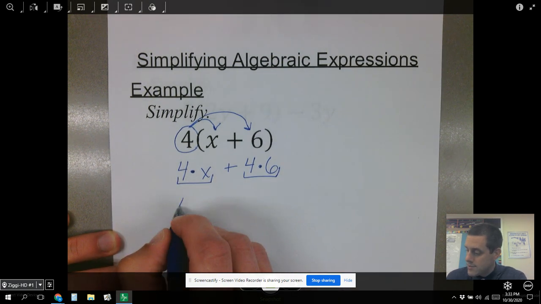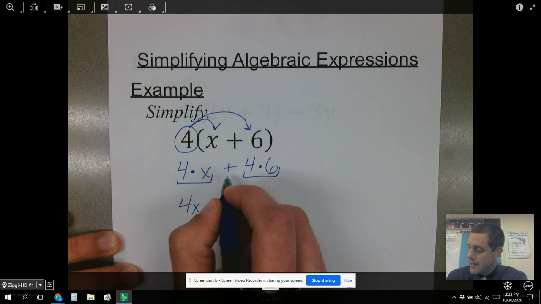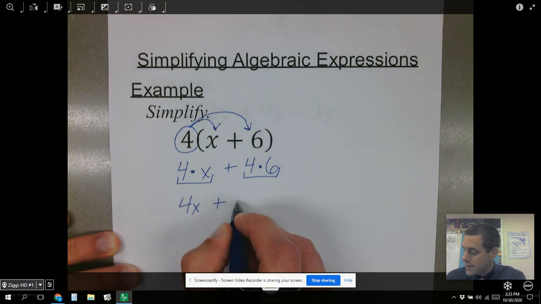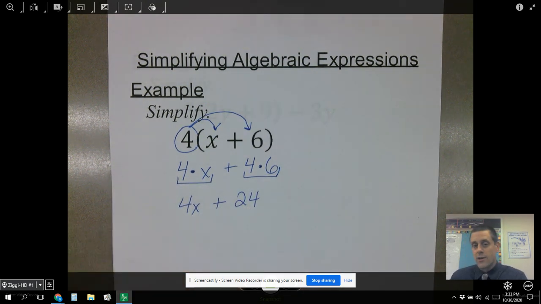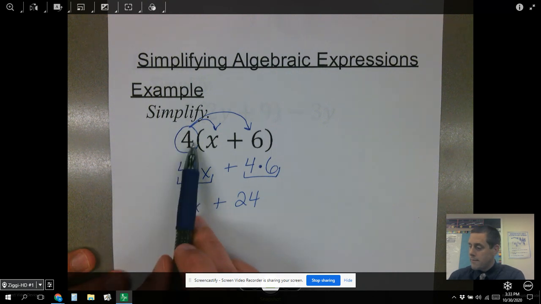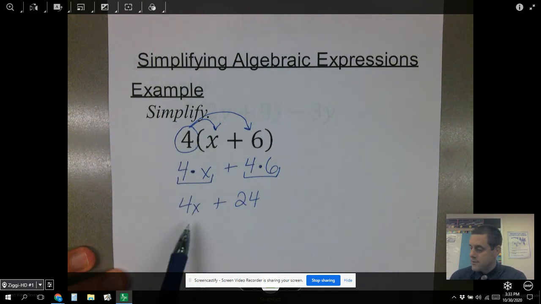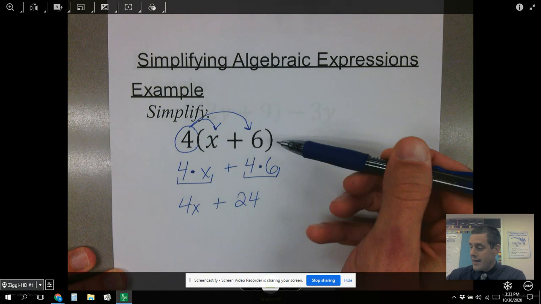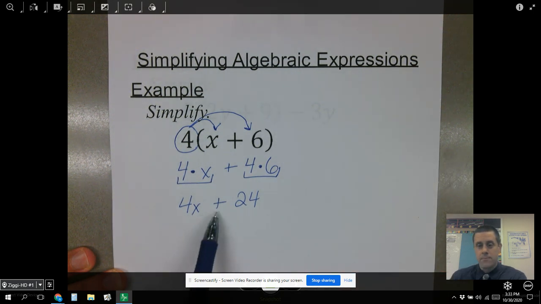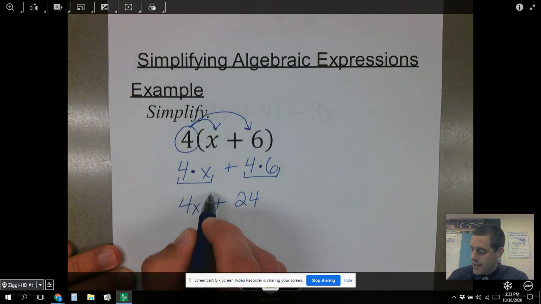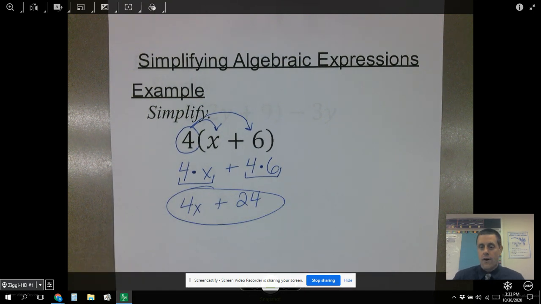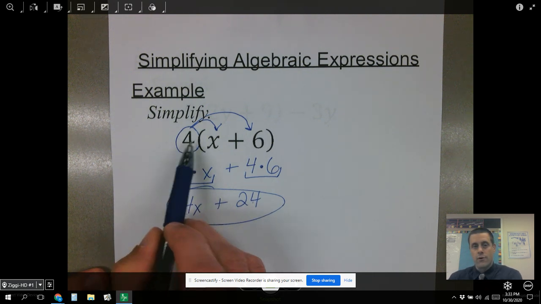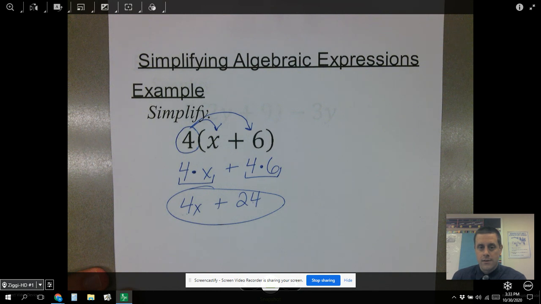4 times x is 4x. I drop my plus sign. 4 times 6 is 24. So we use the distributive property to eliminate the parentheses or grouping symbols. I have my expression simplified down to 4x plus 24. And because 4x and 24 are not like terms, that is our final answer. That is as far as we can simplify this expression. So 4x plus 24 is equivalent to 4 times the quantity x plus 6.